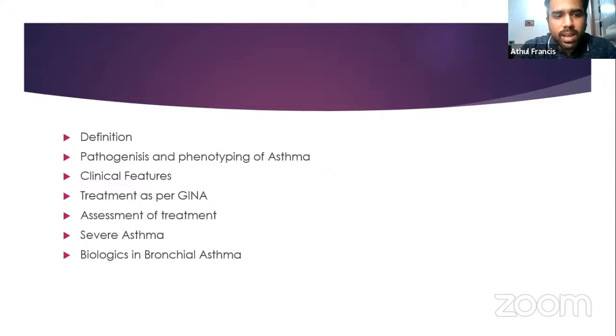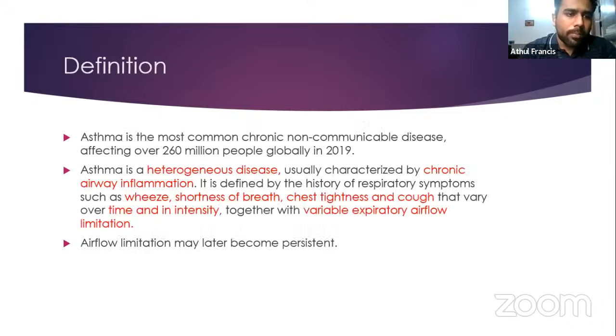I won't be discussing the drugs in detail, but I'll be telling you what the treatment is as per the GINA guidelines, which came up in 2021, and assessment of treatment, like how to assess whether you are giving adequate treatment or not. Then something called severe asthma and the use of biologics in bronchial asthma, which is relatively a newer topic.